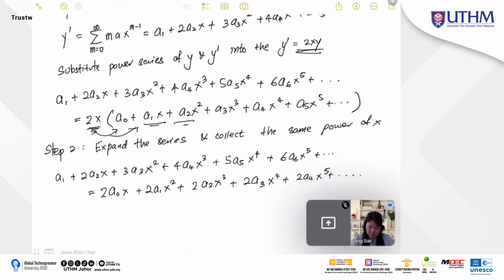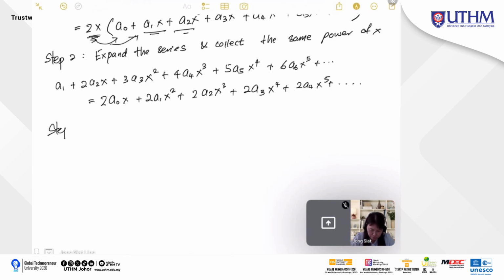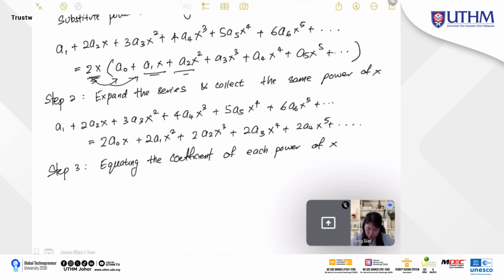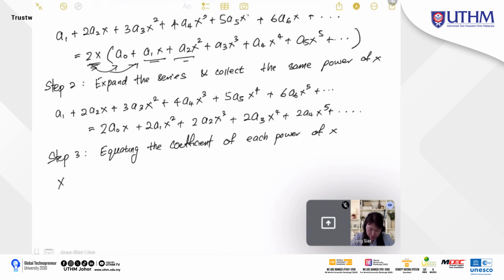Then we continue with step 3. Step 3 is equating the coefficients of each power of x. If we look here, we have x^0, x^1, x^2, x^3. So we will equate these coefficients. First of all, we equate the x^0 first. Which one is x^0?